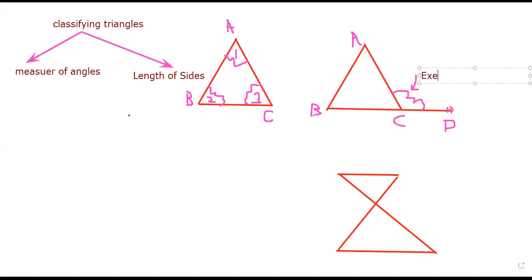Exterior angle. So this one is called exterior angle. And what is the relation between this angle and the other angles here, Ahmed? What is the measure of the exterior angle? You said it at the beginning, Ahmed. Yes, 180.